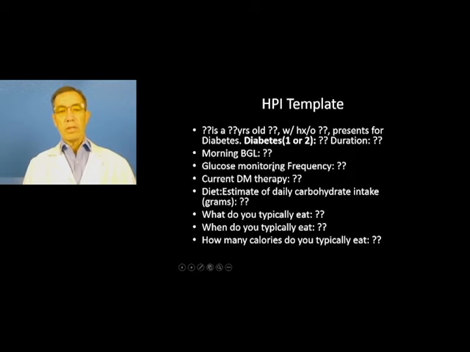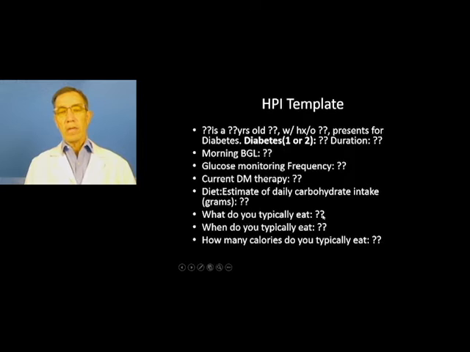And then the other questions are, how often do they monitor? Do they do episodic sort of finger sticks, or do they have a constant glucose monitor? What's their current diabetes therapy? Is it pills? Is it injections? Is it insulin? And then what is their daily estimation on carbohydrate intake? And are they consistent with the carbohydrates they take in?